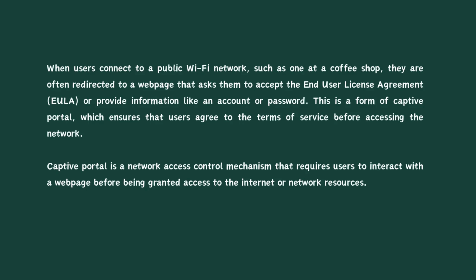When users connect to a public Wi-Fi network, such as one at a coffee shop, they are often redirected to a web page that asks them to accept the end-user license agreement or provide information like an account or password. This is a form of captive portal, which ensures that users agree to the terms of service before accessing the network. Captive portal is a network access control mechanism that requires users to interact with a web page before being granted access to the Internet or network resources.